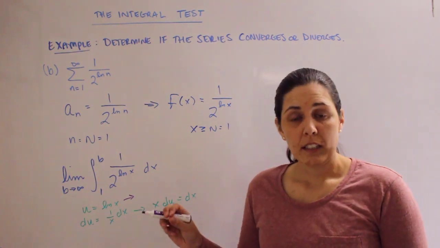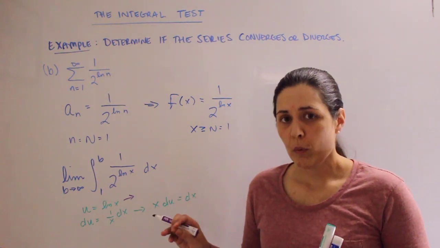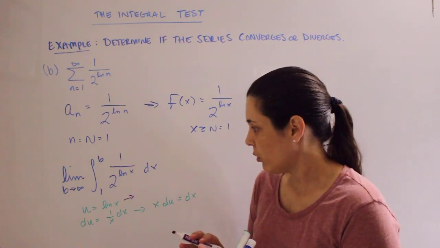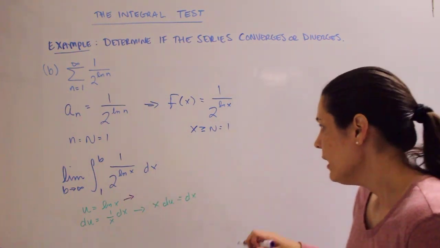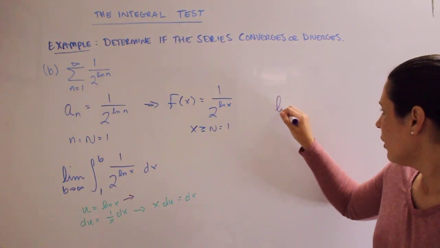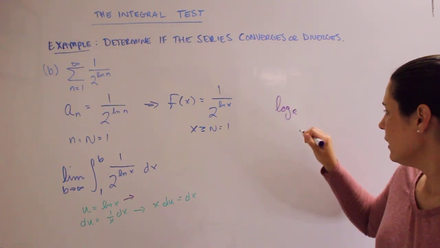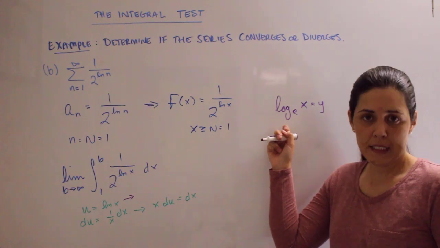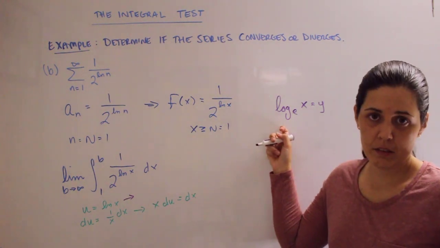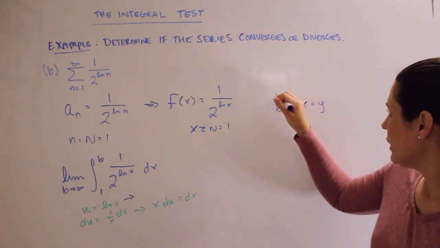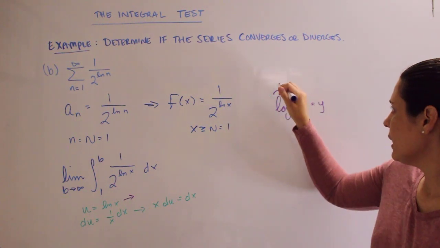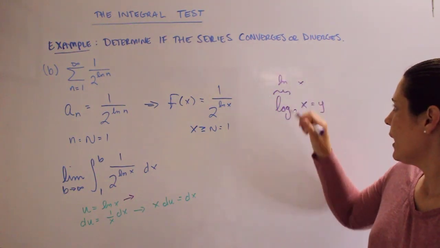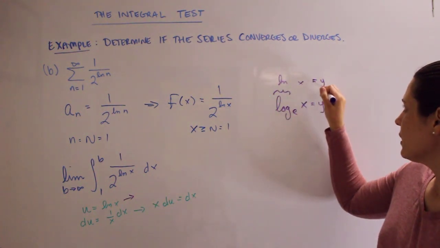So let me go back to logs with you for a second. Remember what logs are talking about. Quick side note on algebra. We have log base e of x equals y. Log base e is what ln is, the natural log. We tend to not write log base e, we say ln. So ln x equals y is what this says.